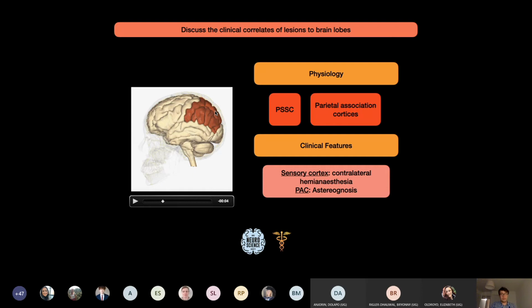So if you have primary somatosensory cortex damage, you have contralateral hemianesthesia, because the left side of the brain looks after the right side of the body and vice versa. So contralateral one-sided anesthesia, loss of sensation. But if it's the parietal association cortex, you will have problems with the dictionary, problems with understanding what's going on.